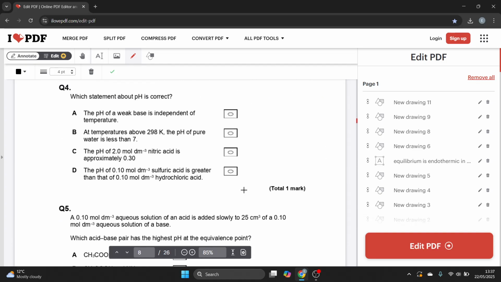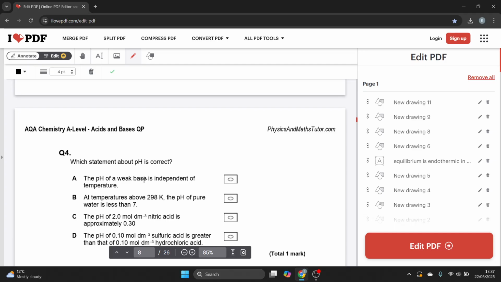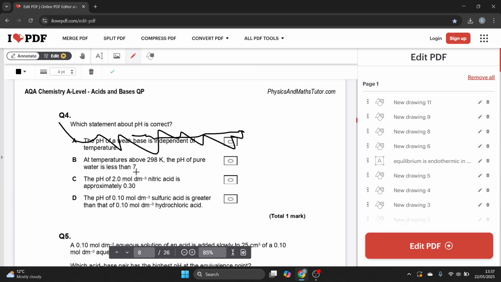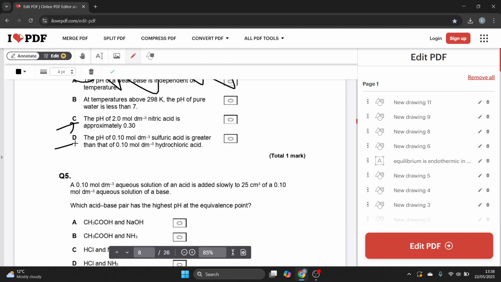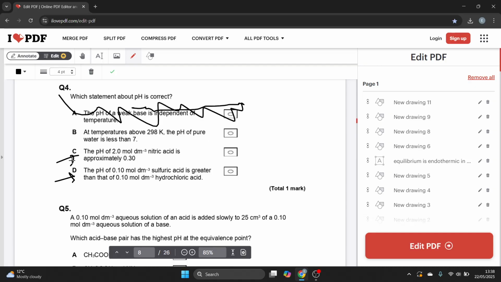Question 4. Which statement about pH is correct? The pH of a weak base is independent of temperature. Well, pH is not independent of temperature, so that is false. At temperatures above 298 Kelvin, pH is less than 7. I'm not even sure about that. So let's work out these two, and if these two are wrong, then it must be B. It's a realistic approach if you're not sure about a multiple choice question like this.